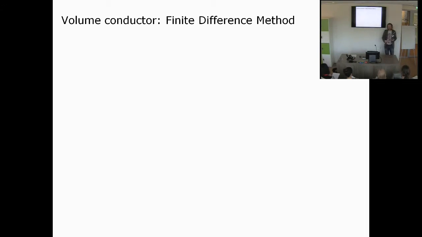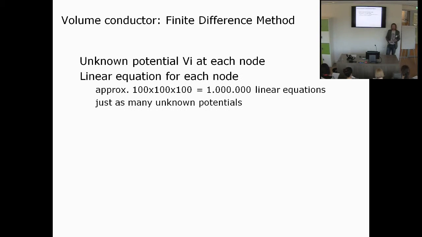So this is one equation for this node that relates this node to its neighbors. That means that with the finite difference method, we have an unknown potential at each of the nodes, and we have a linear equation for each of the nodes. If we now assume that the head is described with 100 by 100 by 100 voxels, that means that we have 1 million linear equations. But we also have just as many unknown potentials, so that means that we have a linear system that we can solve.